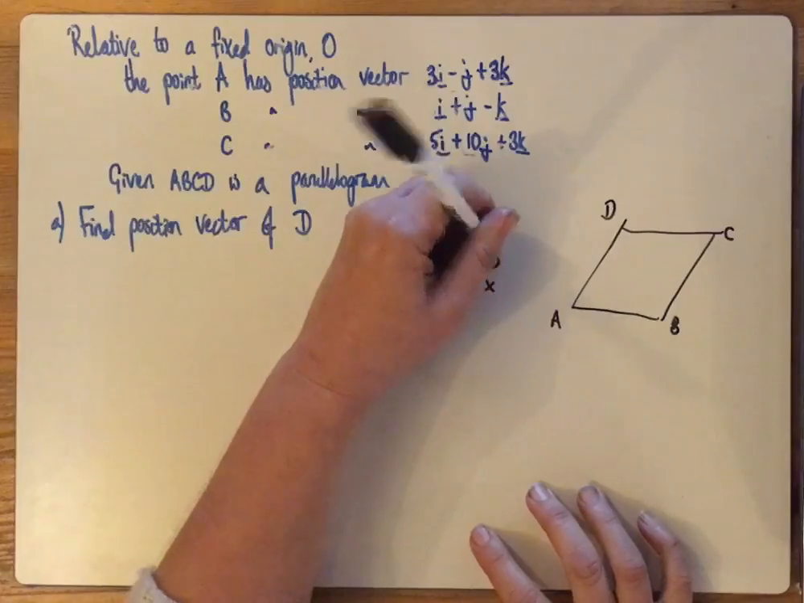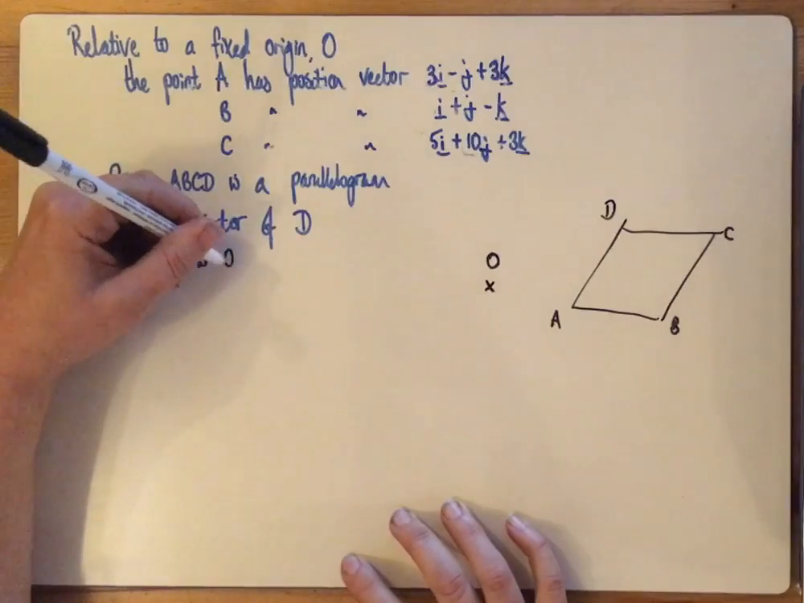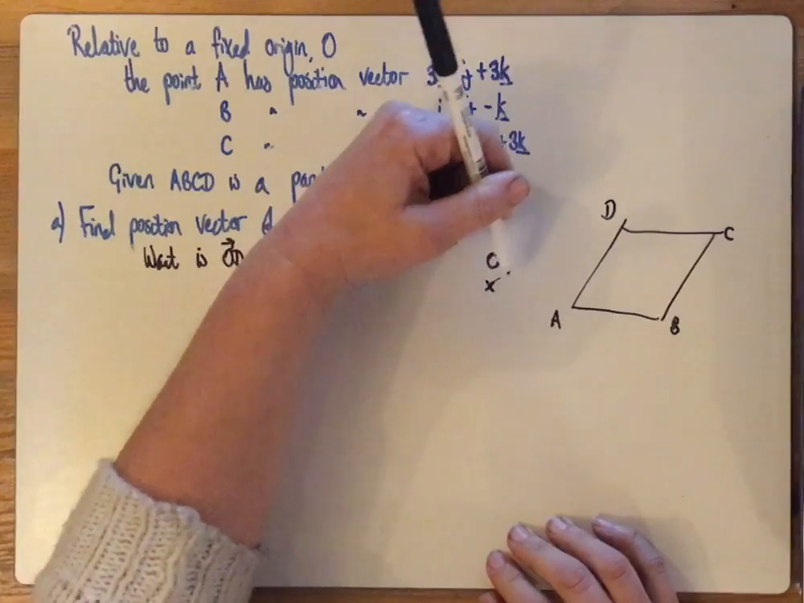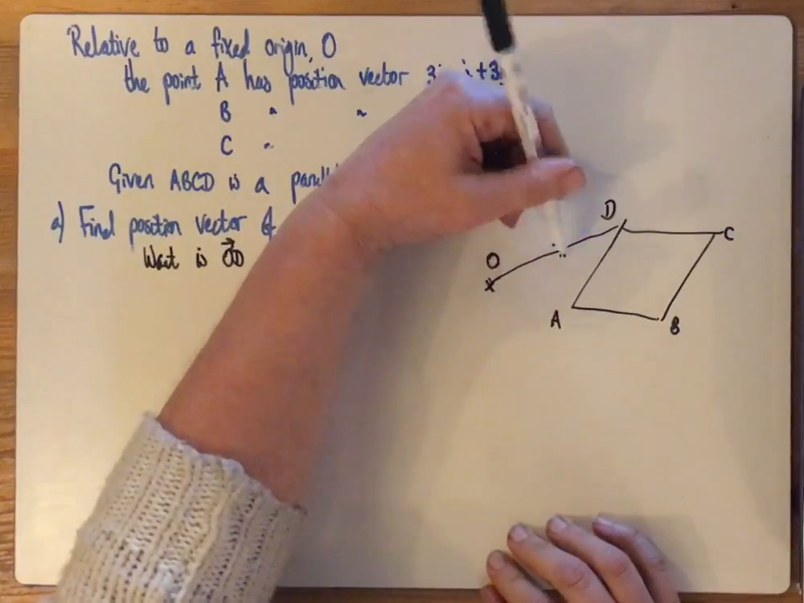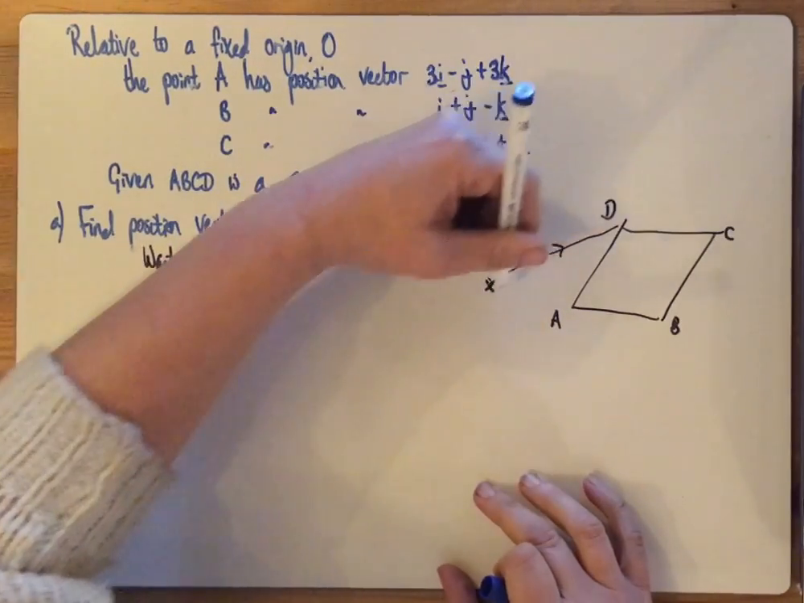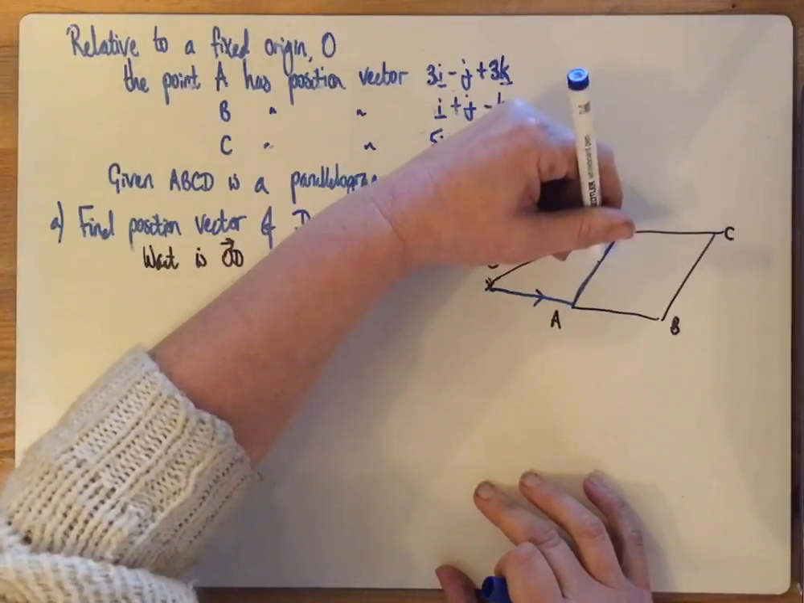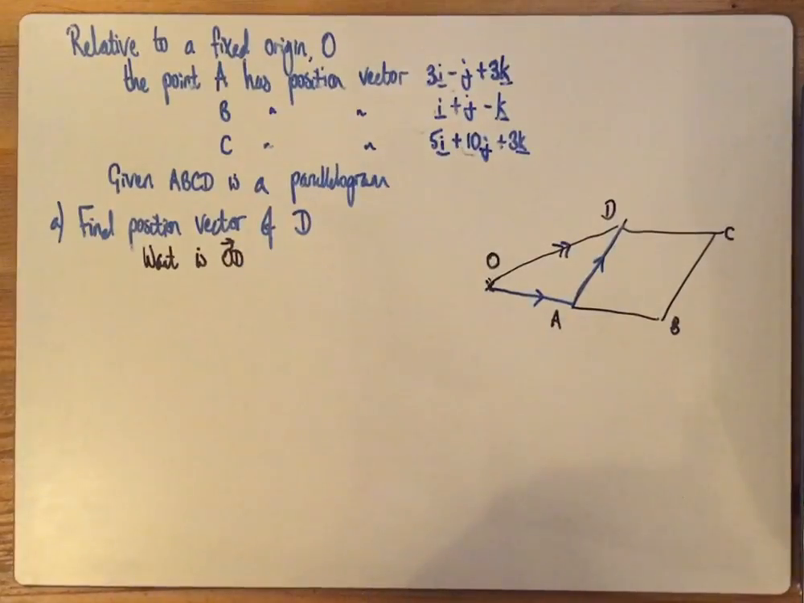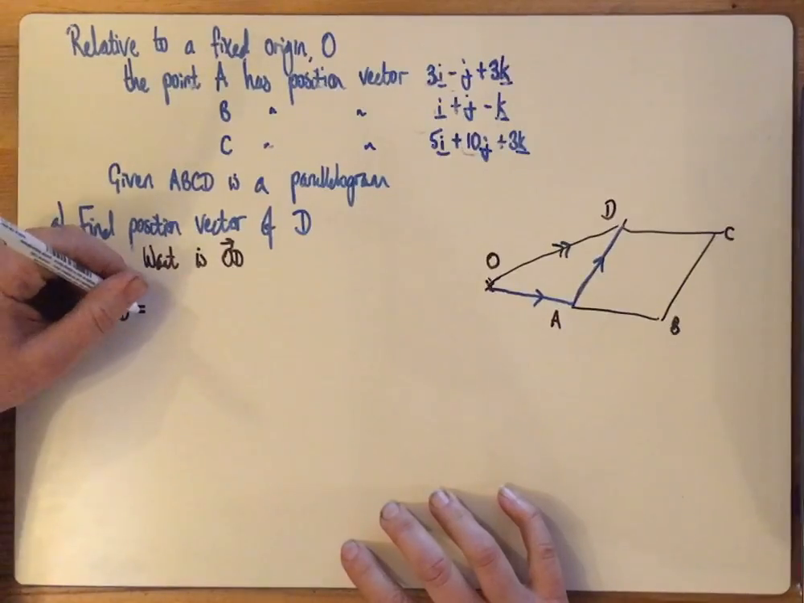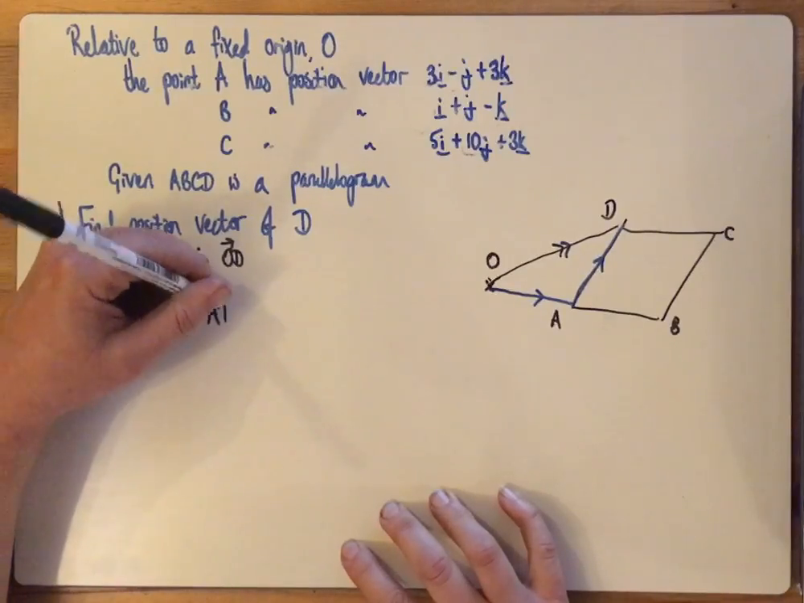I'm going to put the origin there. So the thing we want is the vector that takes you from the origin to D. Obviously we don't have that, so this is what we're after. But we can use the fact that going from the origin to D in vectors is the same as doing OA plus AD, and that gives you the resultant. So OD is equal to OA plus AD.